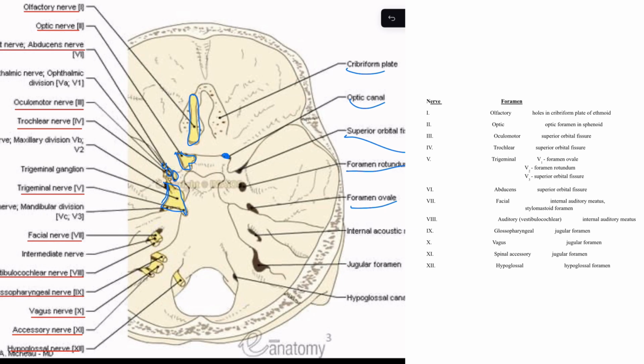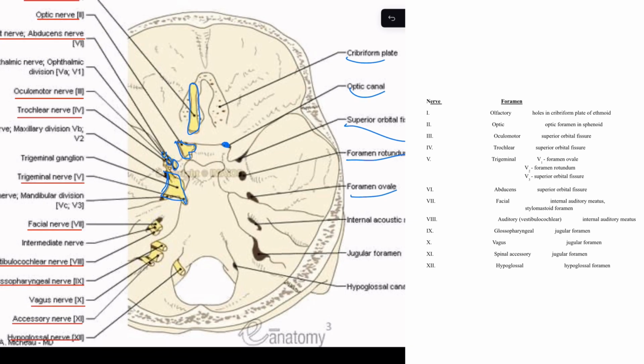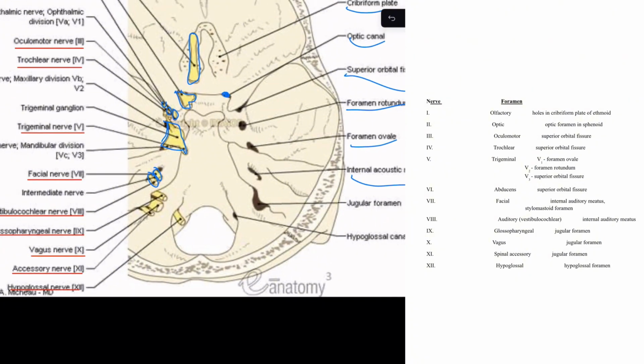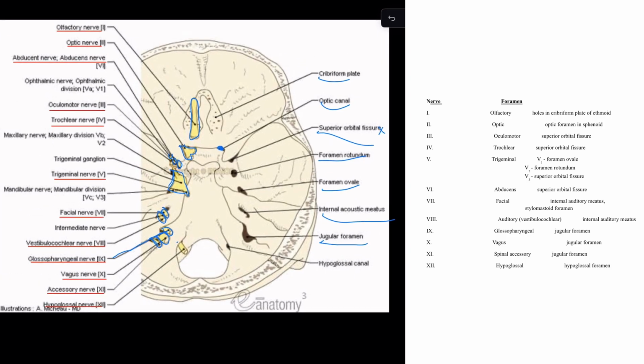The facial nerve and the vestibulocochlear or the auditory nerve enter from the internal acoustic meatus or the internal auditory meatus foramen. So right here is the facial, and right here is the auditory nerve. The glossopharyngeal, vagus, and the spinal accessory nerve enter from the jugular foramen. So right here, oh crap, this right here is the glossopharyngeal. Is it? Yeah, glossopharyngeal. Right here is the vagus, and then right here is the spinal accessory nerve. And then finally we have the hypoglossal. The hypoglossal is in its own foramen, right here in the hypoglossal canal.